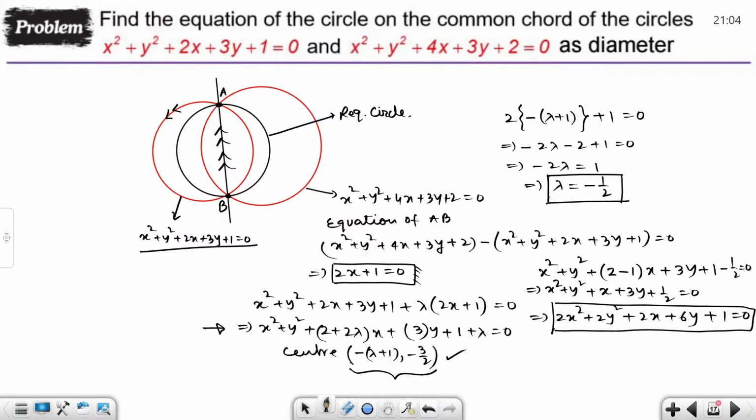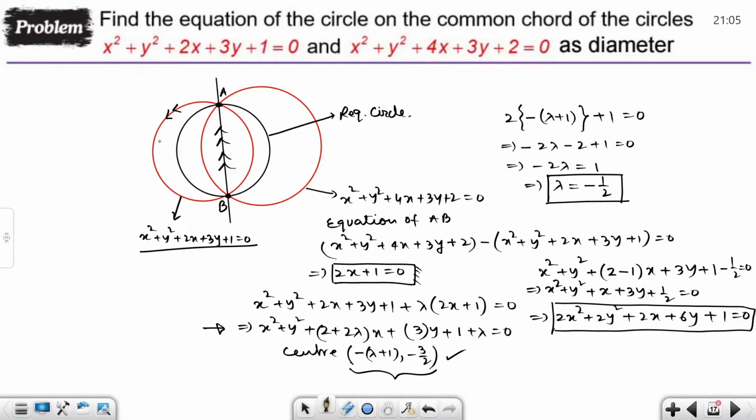Is it clear? So what I have done in this problem? I simply found what is the common chord. I have to find out the equation of that circle whose diameter is the common chord of the two given circles. So first I found out the equation of the common chord, and then I related this with the family of circles because our required circle is passing through the point of intersection of the first circle and the common chord.